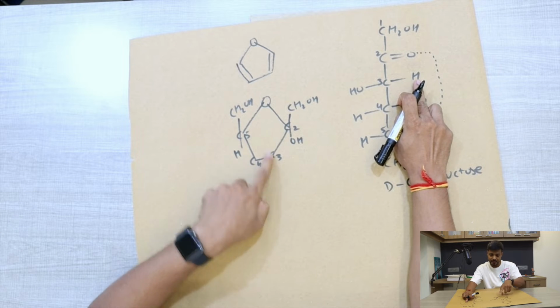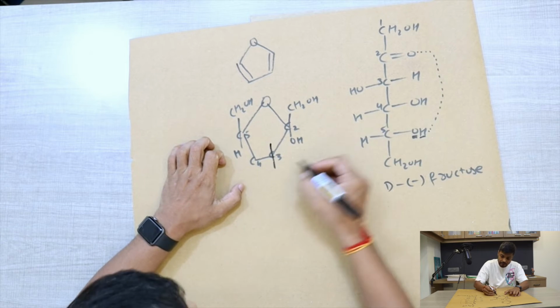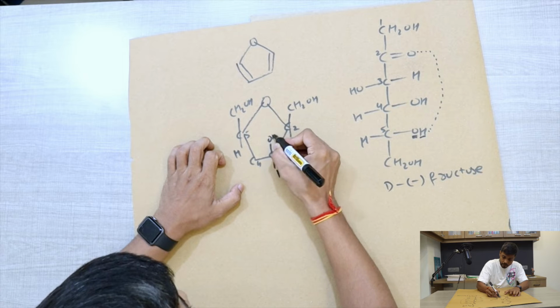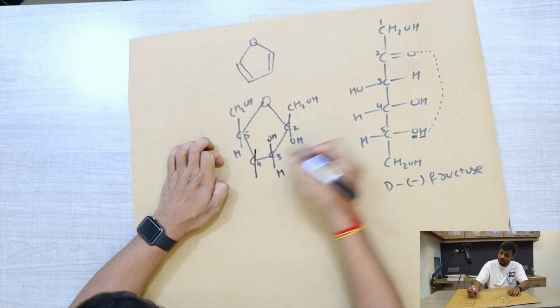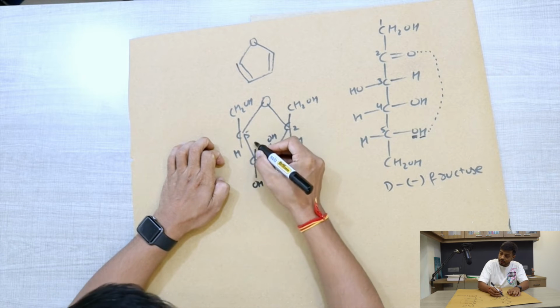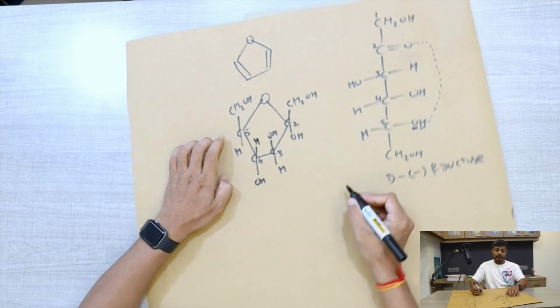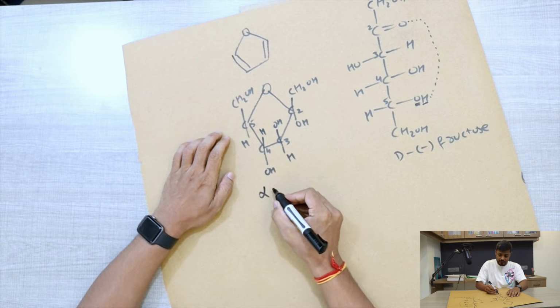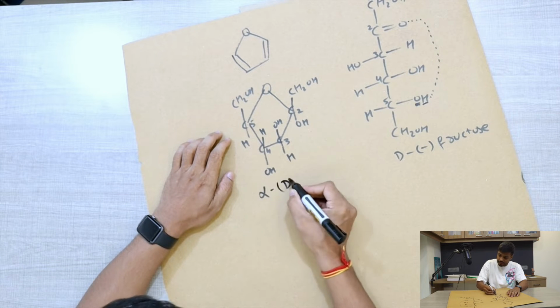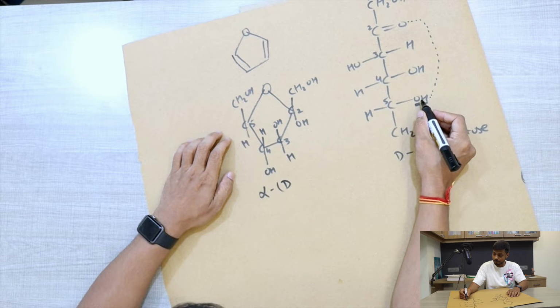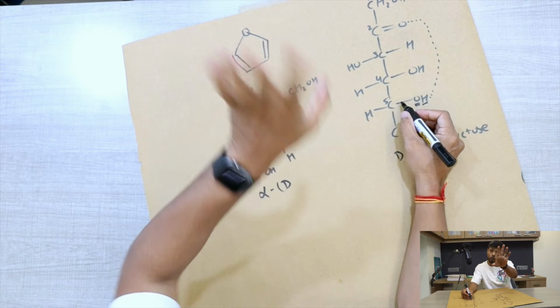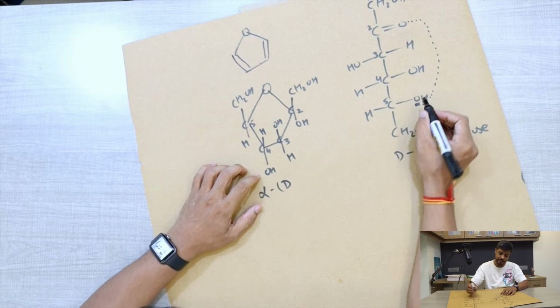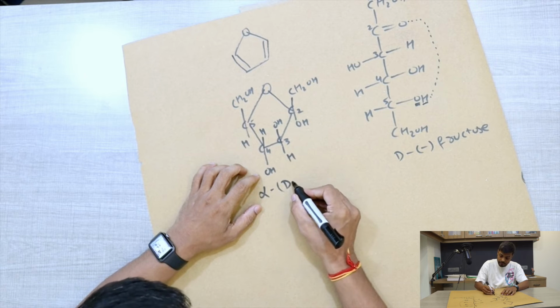Hydrogen is on the right hand side, so it should come down, and OH should be up. Carbon number 4, OH is on the right hand side, so it will come down and H will go up. Now this is the alpha form. And this is capital D, because on this last chiral carbon in the open chain structure we have OH on the right hand side. So this is alpha form D.